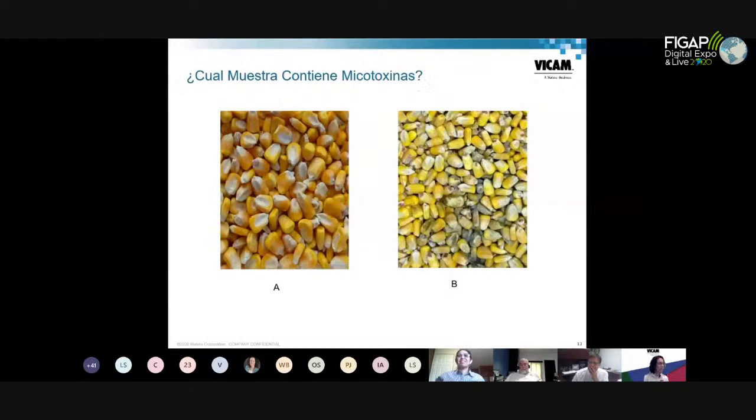I think most people would guess B. All the answers are coming up B, because you see the mold on the sample. But actually, this could be a situation where A is the sample that contains some mycotoxin, aflatoxin, and B may be zero aflatoxin. There are two reasons. One is that you can't see the aflatoxin or the mycotoxins by eye. All you're seeing is the mold, and the mold may not produce mycotoxins.